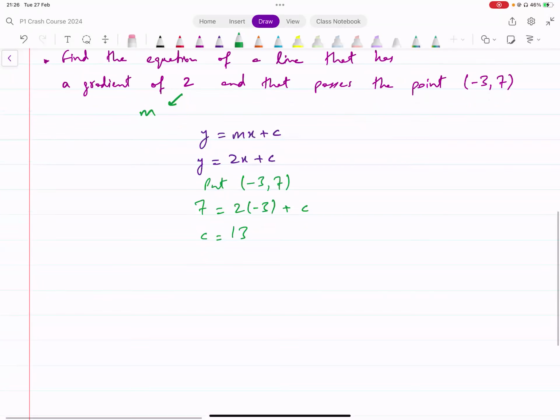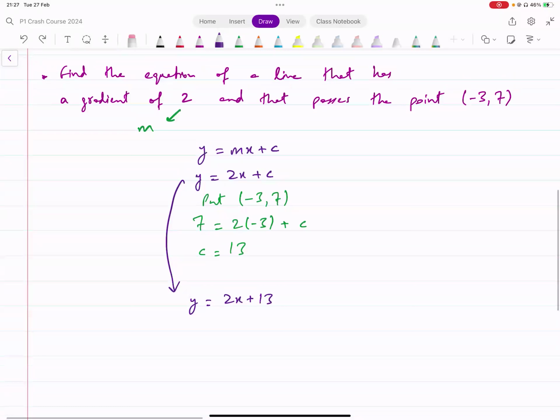So the equation of this line therefore becomes y equals 2x plus 13. In this form, we just input the value of c now. y equals 2x plus 13. That's the equation of the line that we were looking for.